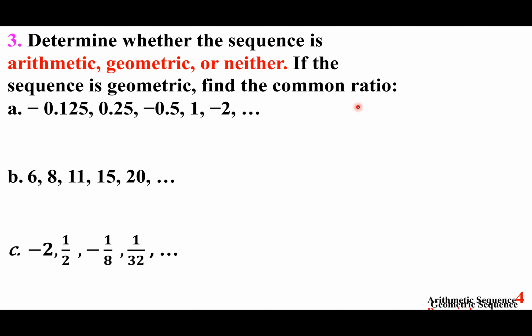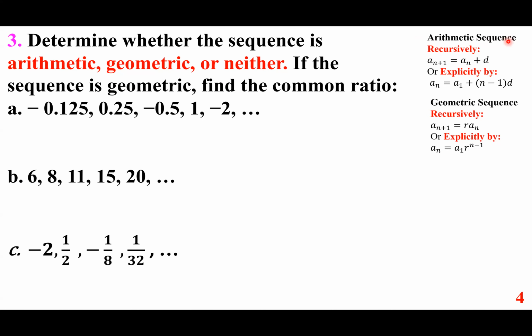So first, let's refresh everyone's memory about arithmetic sequence. When it's defined recursively, a sub n plus 1 is a sub n plus d. So just add a constant, or explicitly a sub n equals a sub 1 plus n minus 1 times d. Whereas for a geometric sequence, we multiply by a constant known as a ratio, instead of adding a constant as for arithmetic. So a sub n plus 1 is r times a sub n, or explicitly, a sub n equals a sub 1 r to the power of n minus 1.